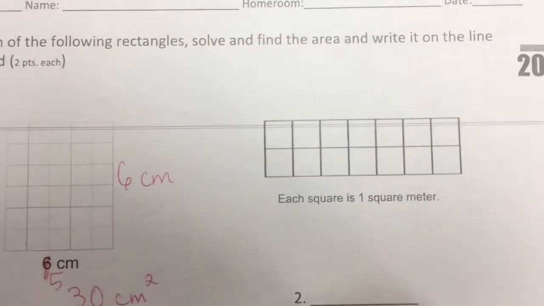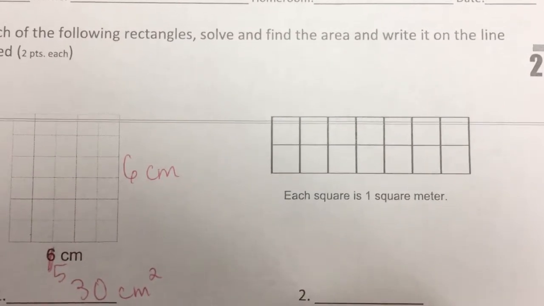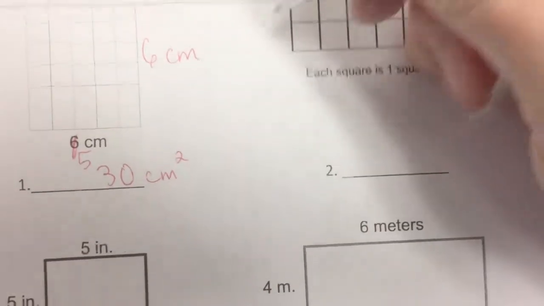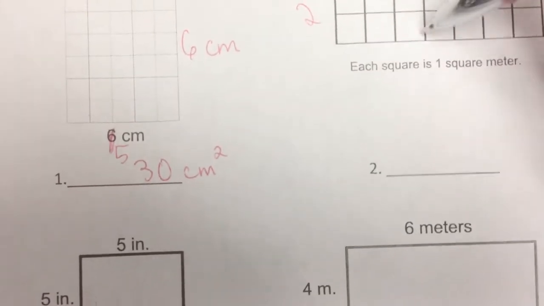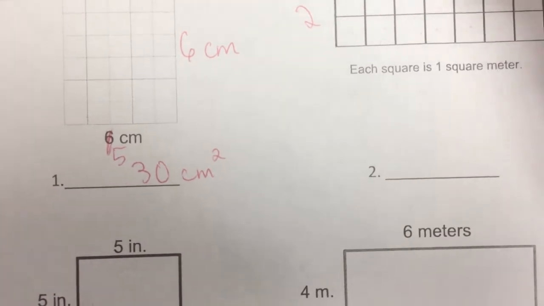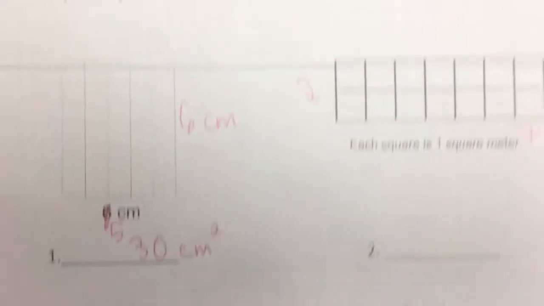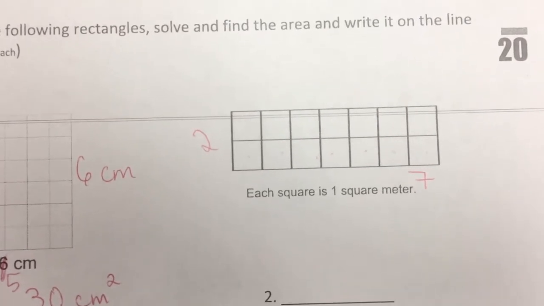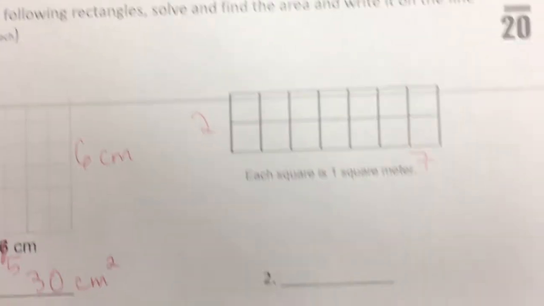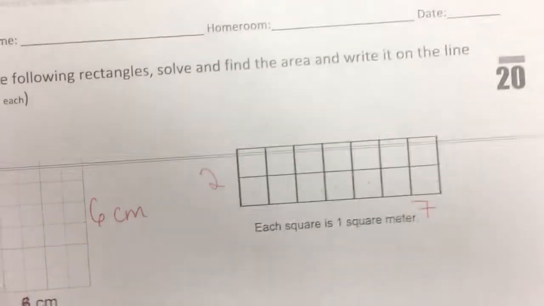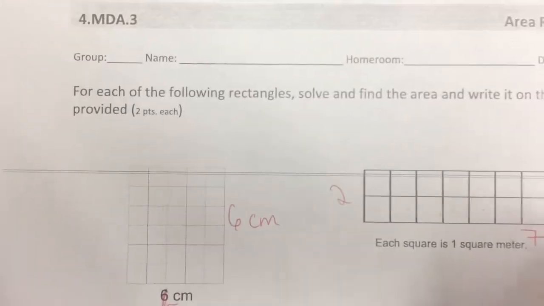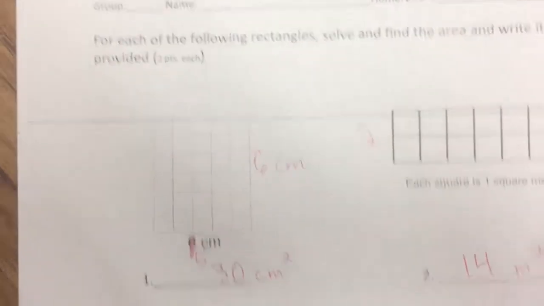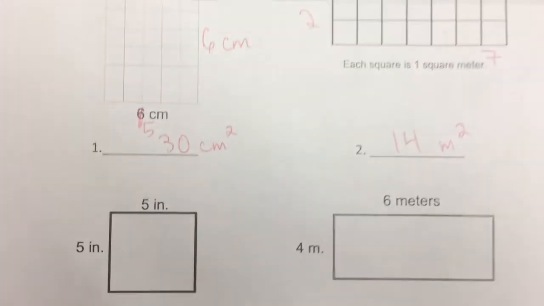Okay, over here, each square is 1 square meter. So how many squares are there? I see 2. I count 1, 2, 3, 4, 5, 6, 7. And again, I guess you could get this right. Probably a second grader could get this right. So 2 times 7 is 14 square meters, or 14 meters squared. That's what it should look like.